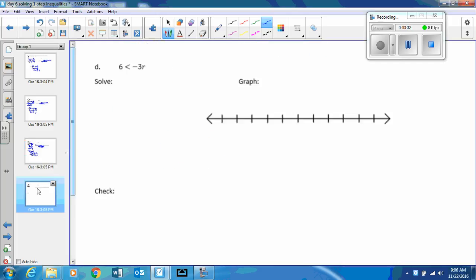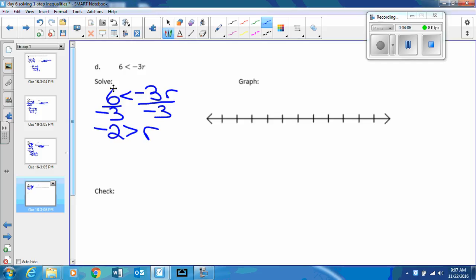Looking at our next example, 6 is less than negative 3r. Attached to r is negative 3 by multiplication. So my inverse would be to divide each side by a negative 3. And remember, if you multiply or divide by a negative, you have to reverse your inequality sign. So 6 divided by negative 3 becomes negative 2. Change my inequality sign to greater than. And on the right side, I have the value r.